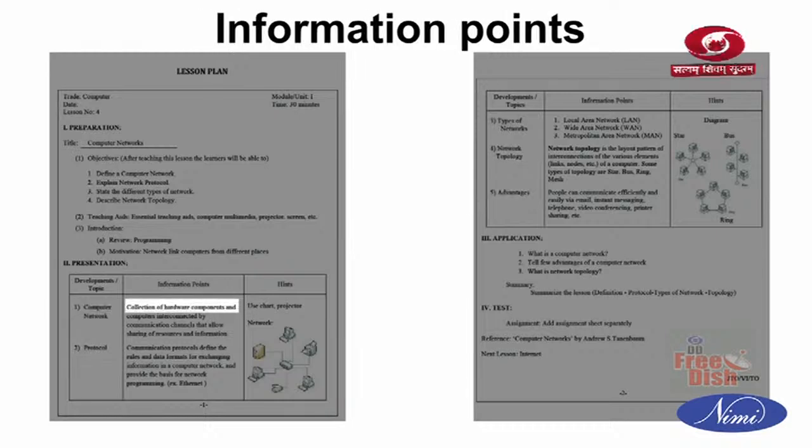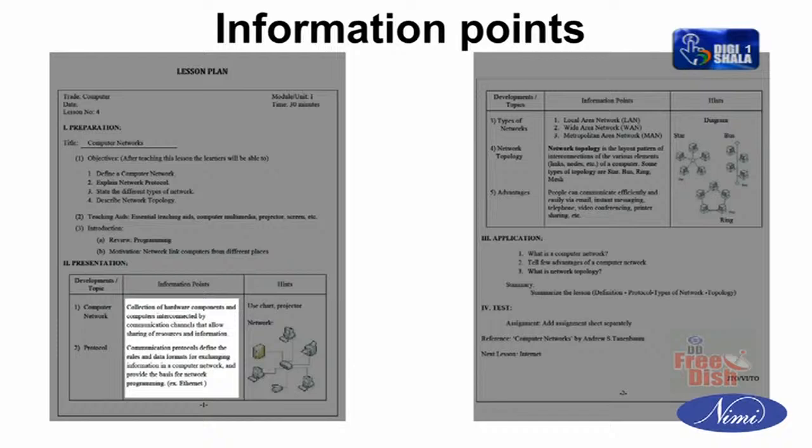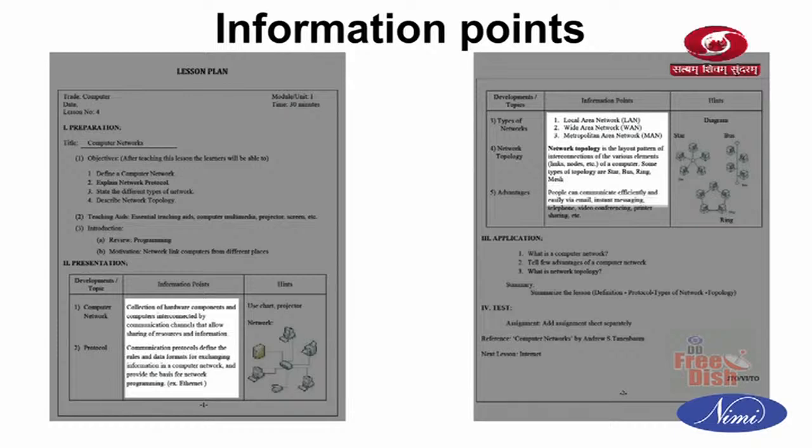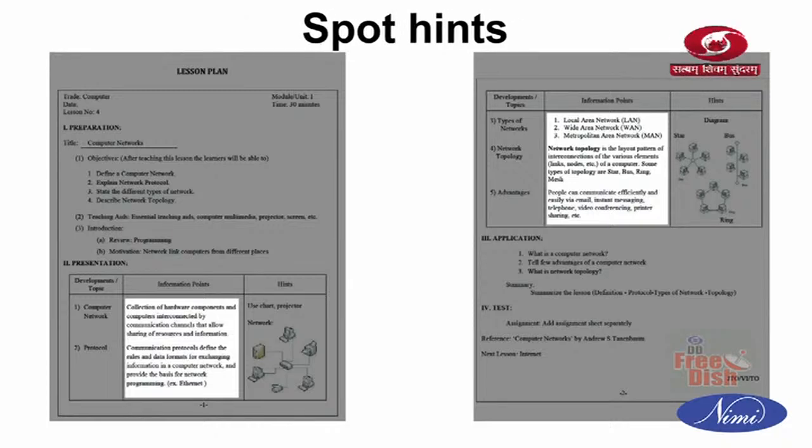Let's look at the information points. Summarize important points using keywords and short phrases similar to a telegraph message. Write the must-know information of each topic properly. Let's look at information points. You can use codes, symbols, and abbreviations that are familiar and convenient in reference to the objectives and topics. Let's look at spot hints.